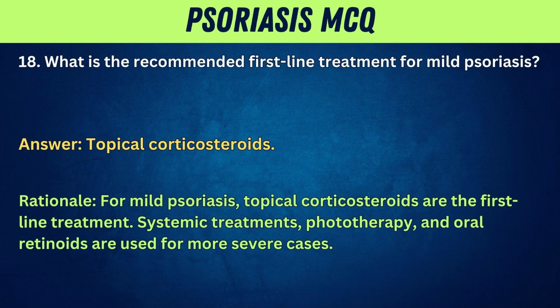Answer: topical corticosteroids. Rationale: for mild psoriasis, topical corticosteroids are the first-line treatment. Systemic treatments, phototherapy, and oral retinoids are used for more severe cases.